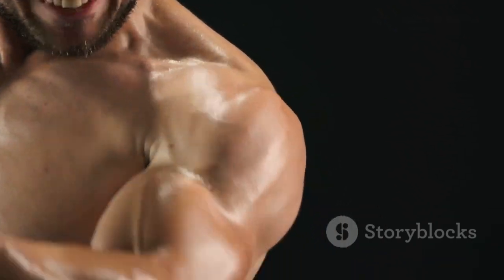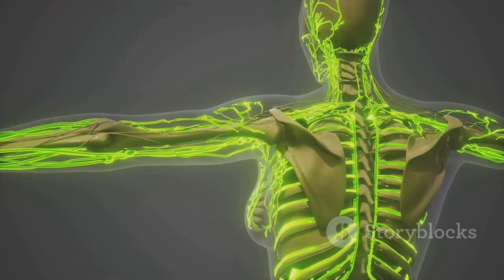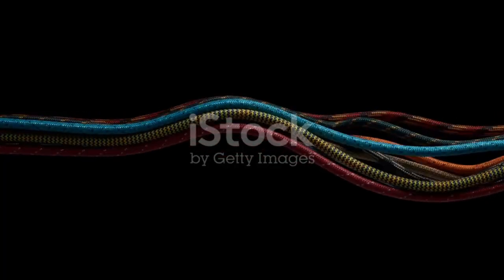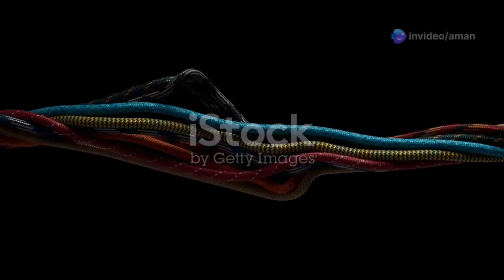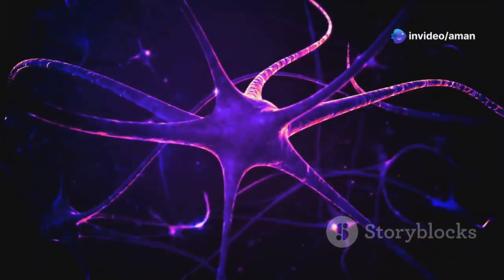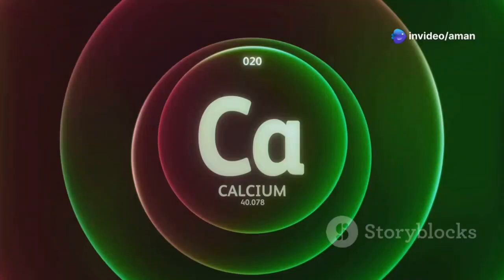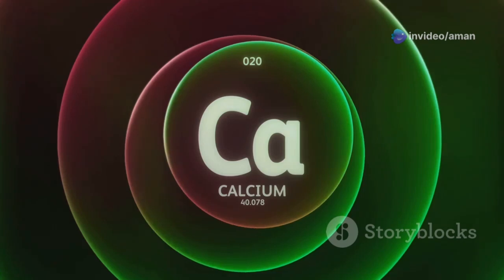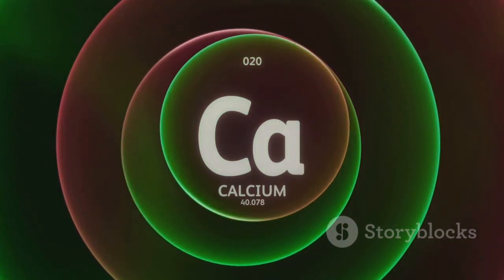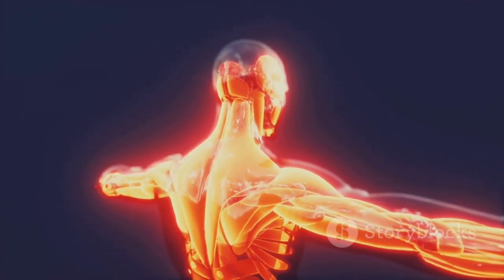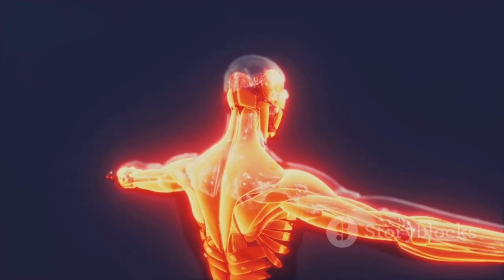So how does it all come together? The sliding filament theory explains this beautifully. Imagine the actin and myosin filaments as two overlapping ropes. When a muscle receives a signal to contract, first, calcium ions are released, exposing the binding sites on actin. Then myosin heads, fueled by ATP, attach to actin, forming cross bridges.